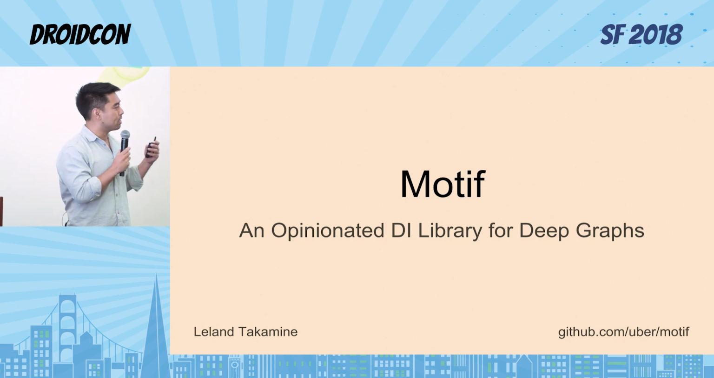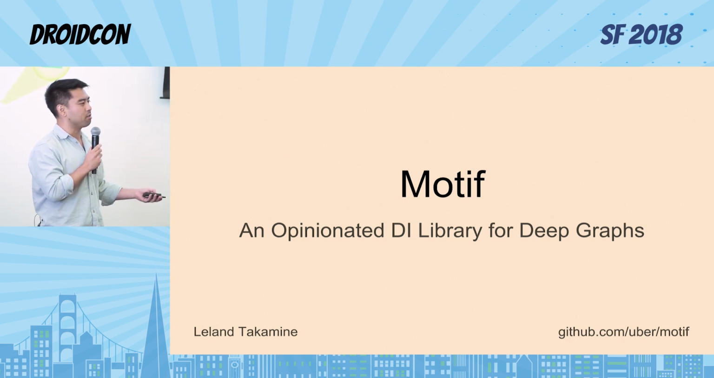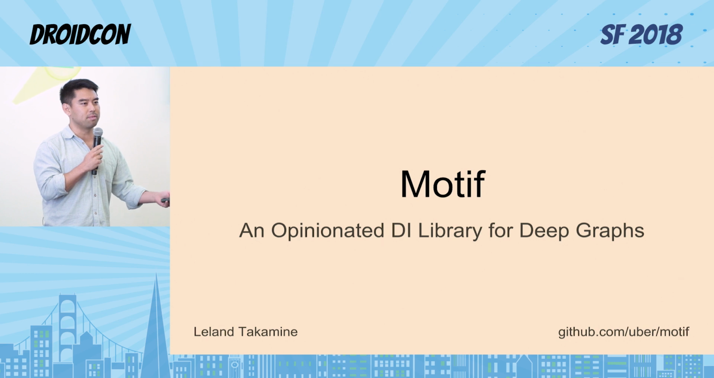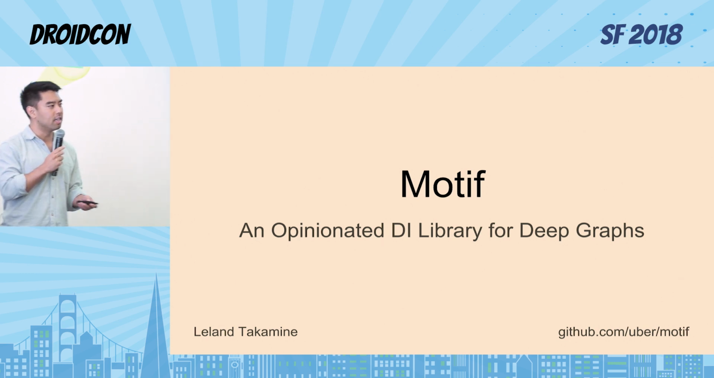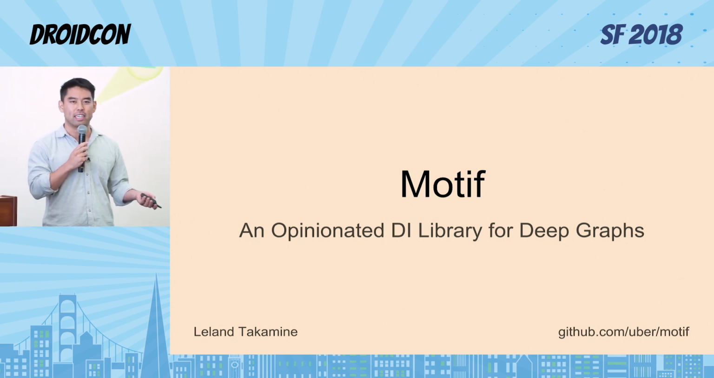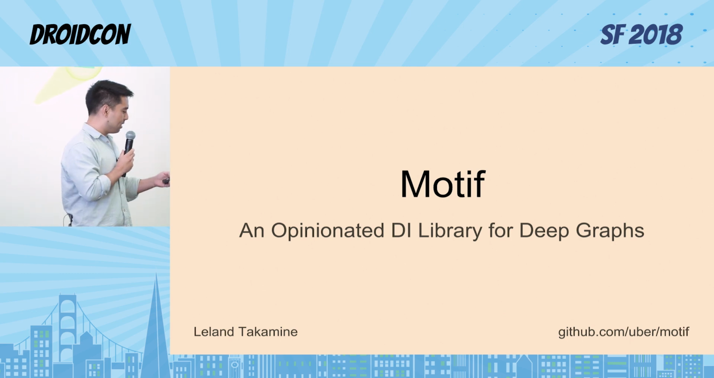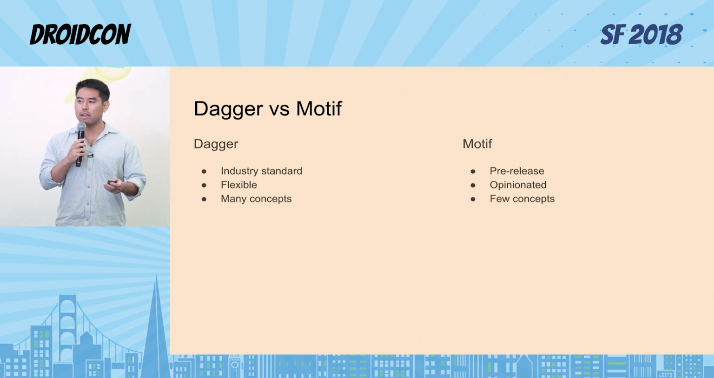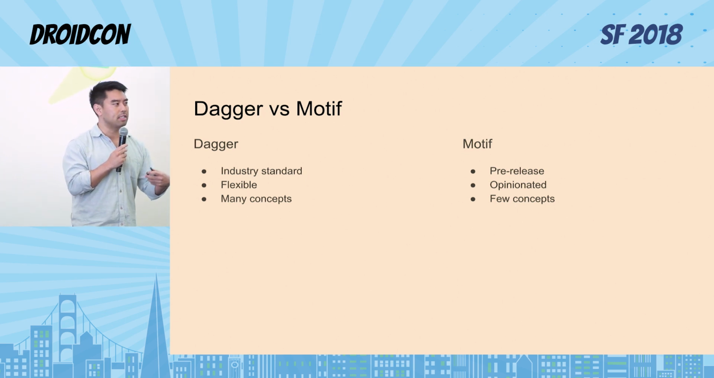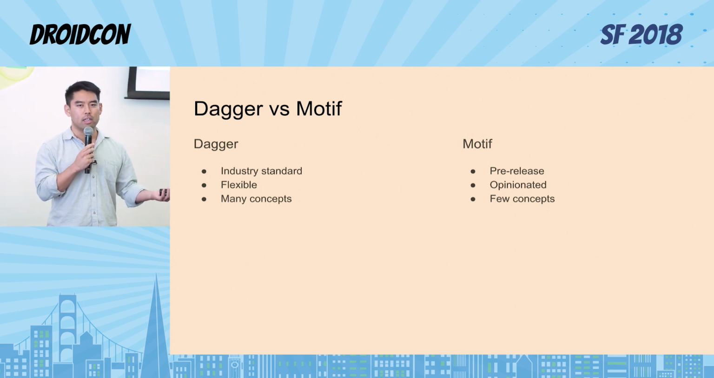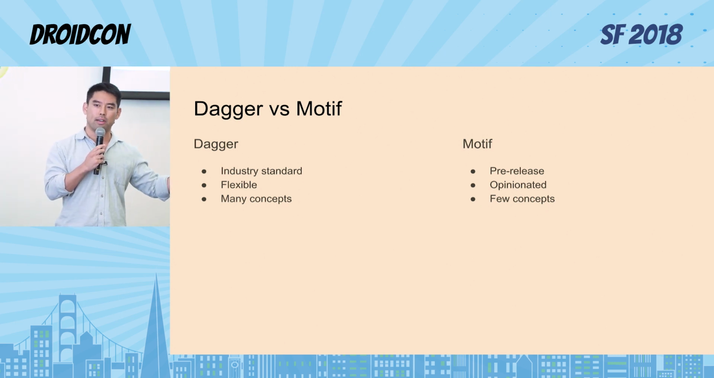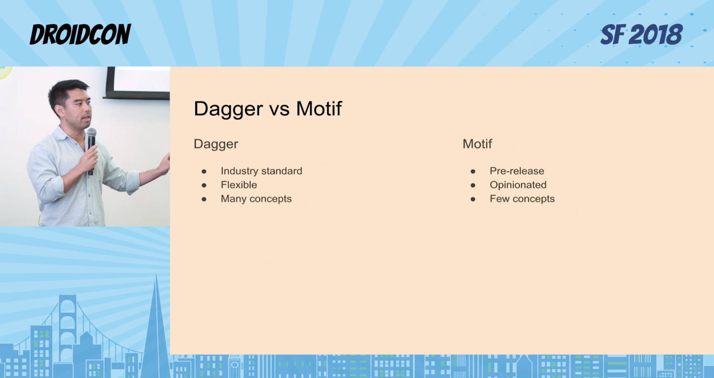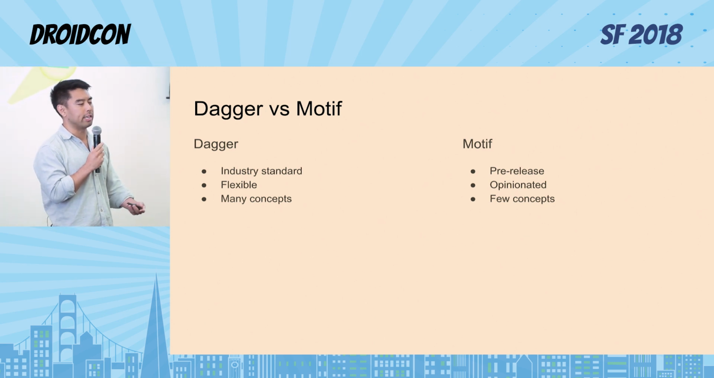Specifically, let's dive into a question that I think is the elephant in the room, which is, why do we need a new dependency injection system? First, we'll talk about Dagger versus Motif. The first thing I'll say is that Motif is actually an abstraction on top of Dagger. It offers a completely separate, slimmed down, simpler API, but under the hood, it's actually generating Dagger.